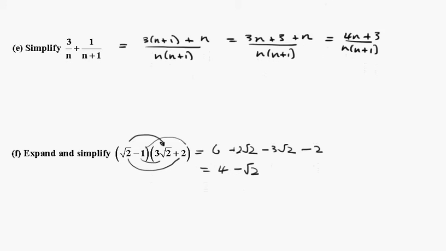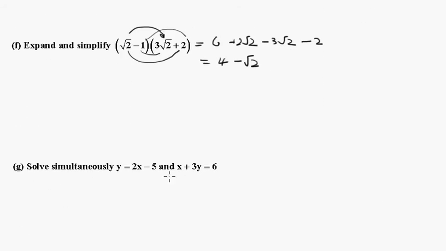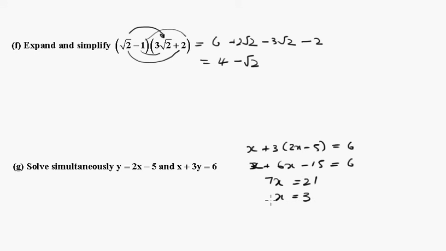Okay, moving on. Solving simultaneously. This time, because I've got y as a subject, I'll do a substitution of the second one. So that gives me x plus 3 outside of 2x minus 5 equals 6. x plus 6x minus 15 equals 6. 7x equals 21. x is equal to 3. Now putting that 3 back in this one, we can see that y is equal to 6 minus 5. So y equals 1. x equals 3, y equals 1.